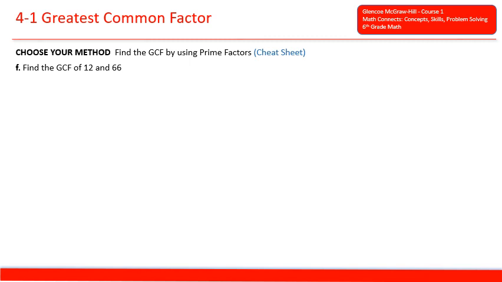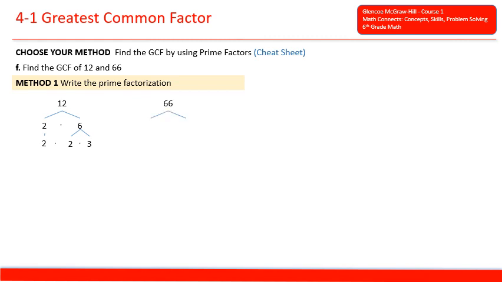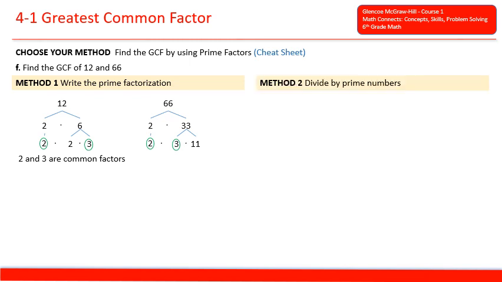Find the GCF of 12 and 66. If we factor 12, 2 times 6, bring 2 down, then we factor 6, 2 times 3. And then we need to find the prime factors of 66. So we have 2 times 33, bring 2 down, 3 times 11, and the common factors are 2 and 3.